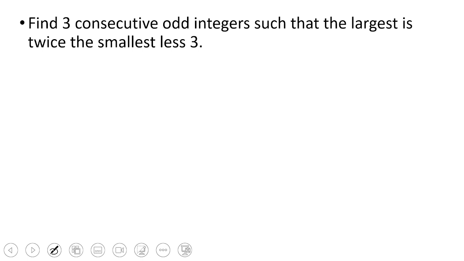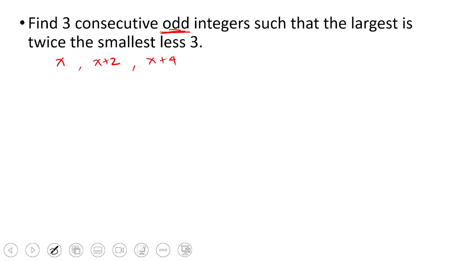Find three consecutive odd integers such that the largest is twice the smallest, less 3. Okay, so this time what we are looking for are consecutive odd integers. Let's just write the smallest. We would have x. The next one will be x plus 2 since these are consecutive odd, and then the third one is x plus 4.